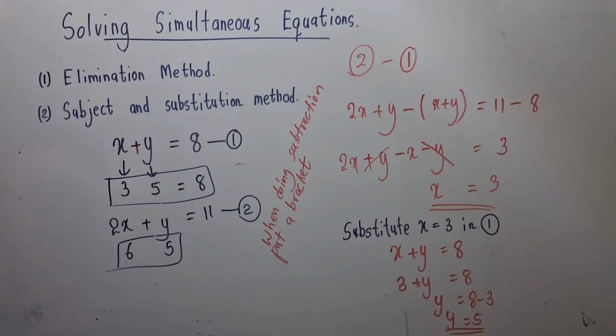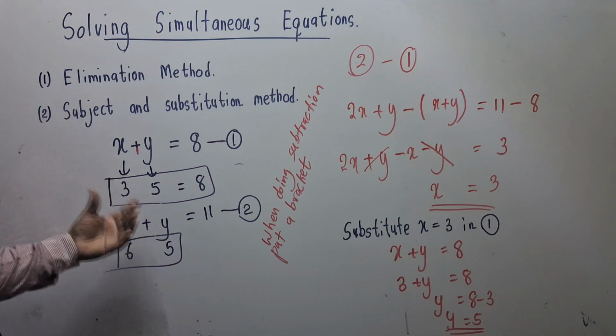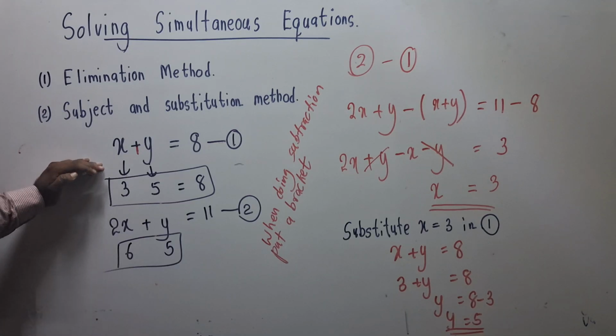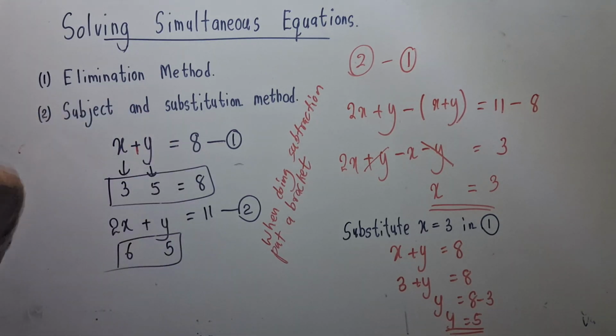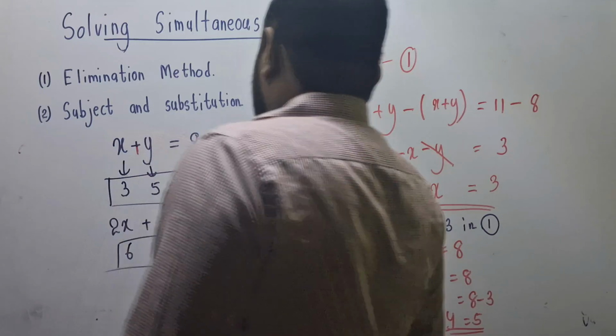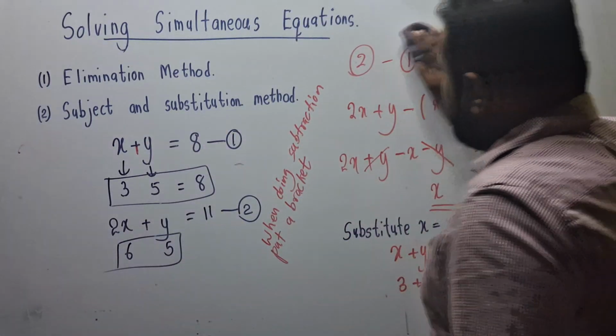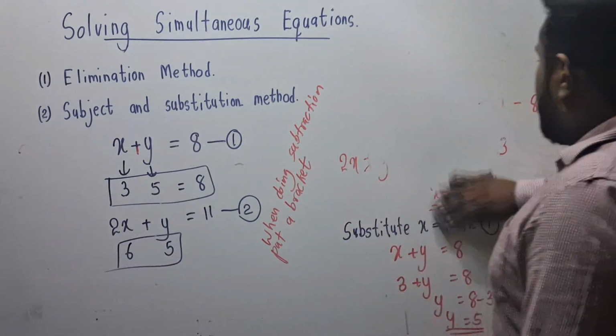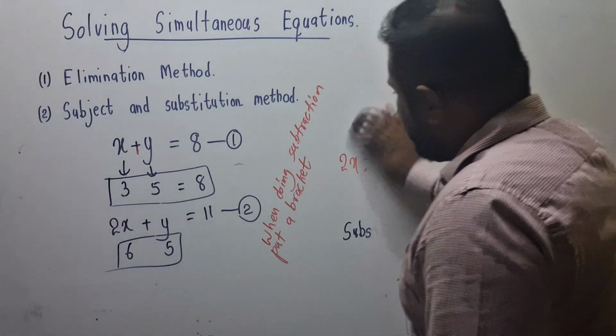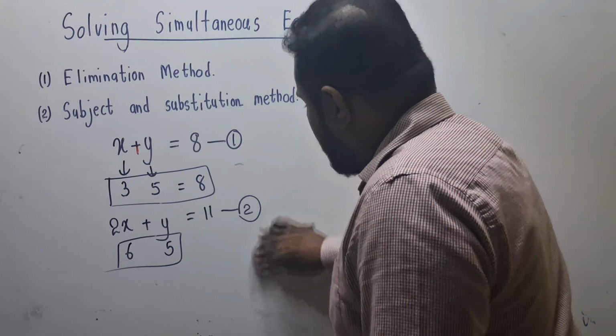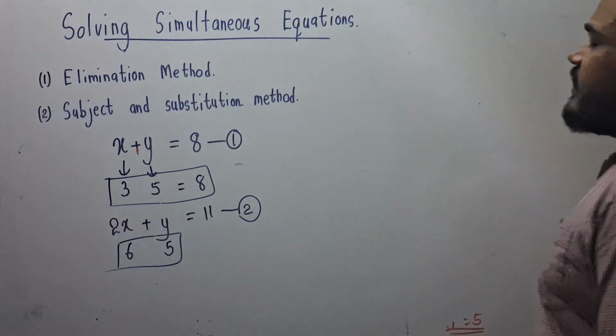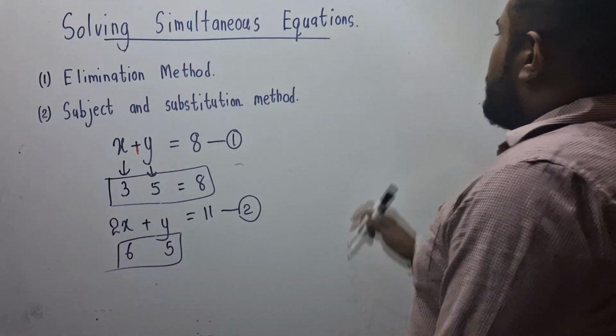Okay. Now I think the elimination method is clear. Then I will do the same thing using the substitution method. When we are doing the substitution method, the required knowledge is subjecting a term. What is the required knowledge? Subjecting a term.